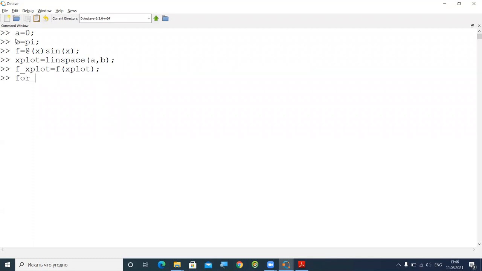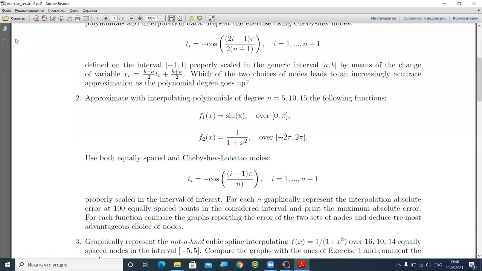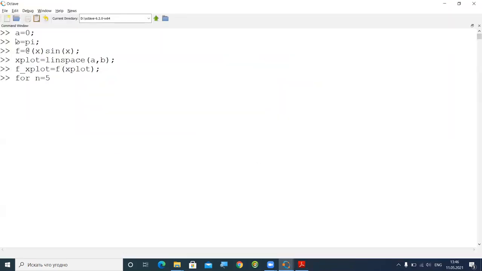For, now you can see here we have n is 5, 10, and 15. So we can write just n from 5 till 15, and the difference is 5. Like this. And now, first of all, let's enter equally spaced nodes. Equally spaced nodes, we know. So it is x, linspace, yeah? This one, a, b, n plus 1. This is equally spaced nodes. And let's evaluate the function. Y is equal to f of x.